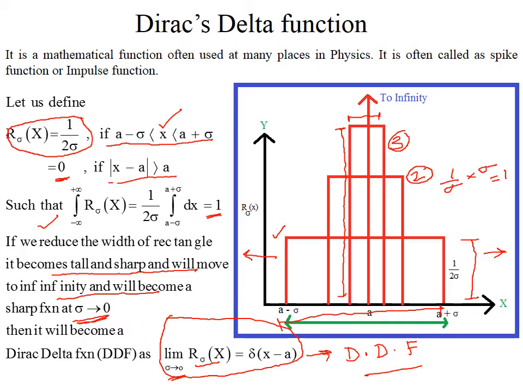The length will shoot up, and you can see that it will become tall and sharp and move to infinity if and only if sigma tends to 0, that means the width is almost 0. Then this function rho sigma of x will be known as the Dirac delta function, which is written over here. So we will say that the limit of rho sigma of x when sigma tends to 0 becomes delta of x minus a, which is known as Dirac's delta function.